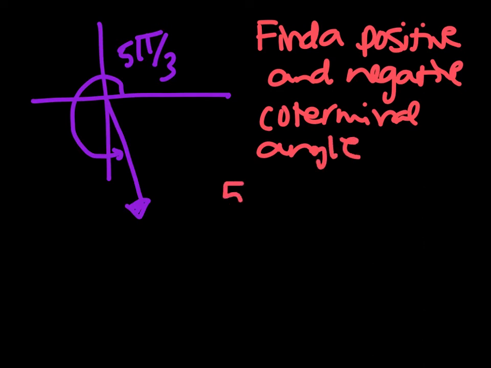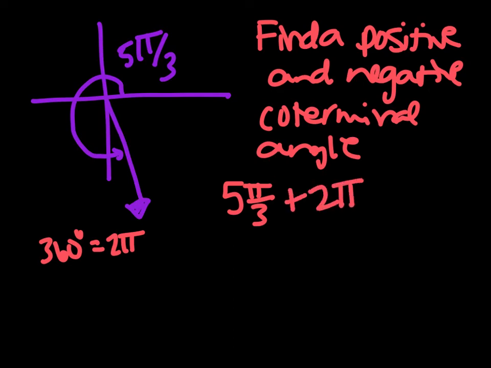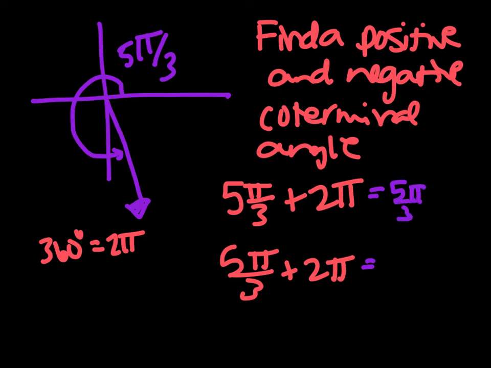So if I want to find a positive one, since we're dealing with radians, instead of adding 360 degrees like before, well, 360 degrees equals 2 pi when you're talking about radians. So I'm going to add 2 pi, and I'm going to subtract 2 pi. This is where you have to be able to add and subtract rational fractions together. So in order to add them together, I have to have a common denominator. So that 5 pi over 3, this is technically over 1. So I have to change this 2 pi over 1 to 6 pi over 3.